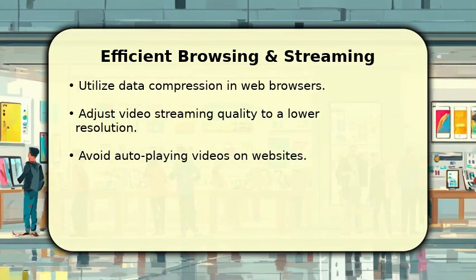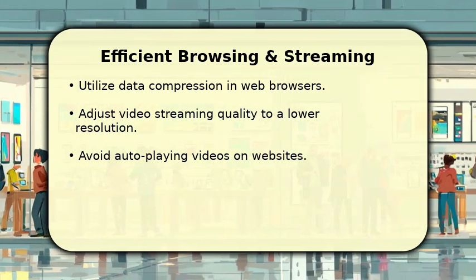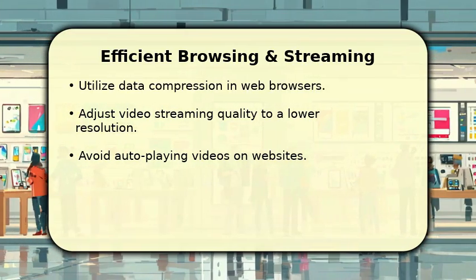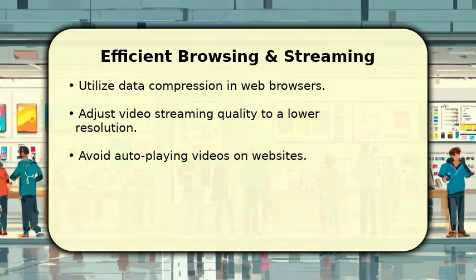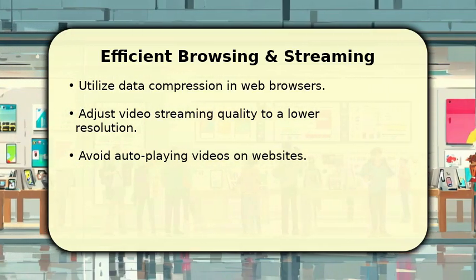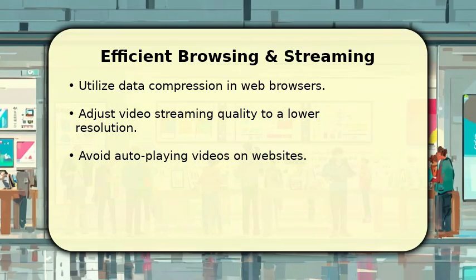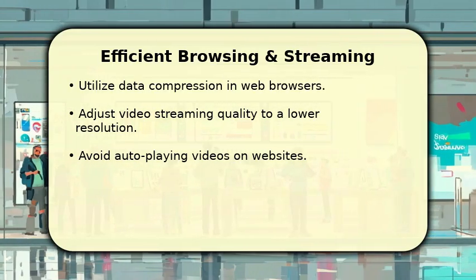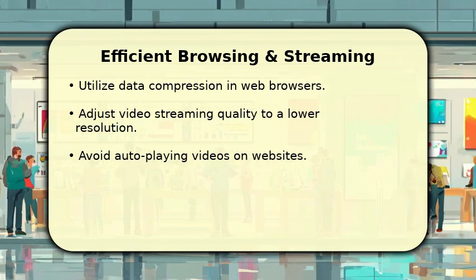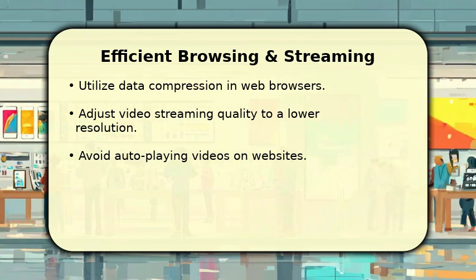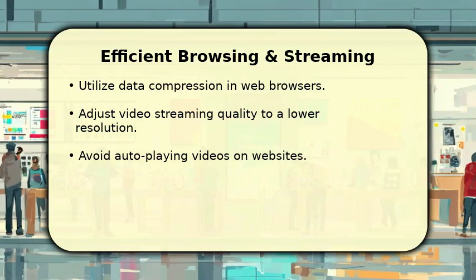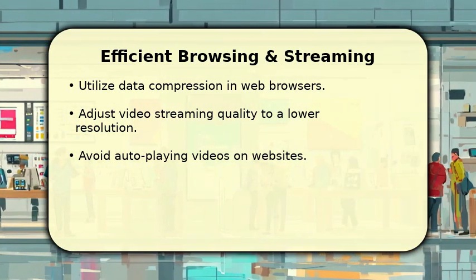When browsing the web, enable data compression features in your browser, which can reduce the amount of data loaded by up to 60%. For streaming videos, always choose a lower resolution setting, like 480 pixels, instead of high definition, especially when on mobile data. Additionally, disable auto-playing videos on websites and social media platforms, as these can quickly deplete your data allowance without you even watching them.